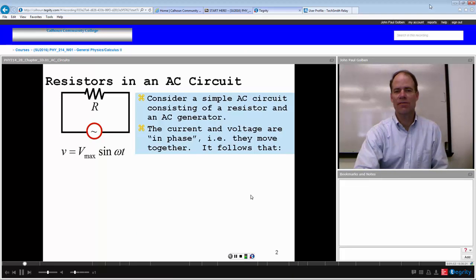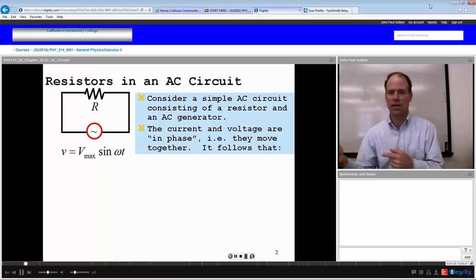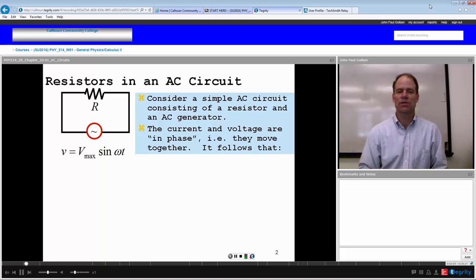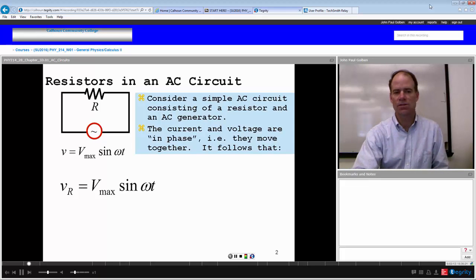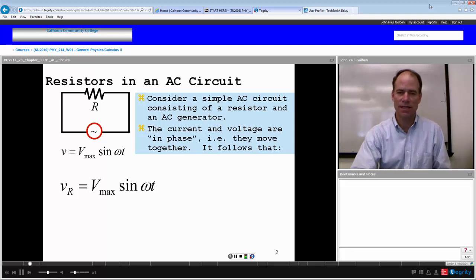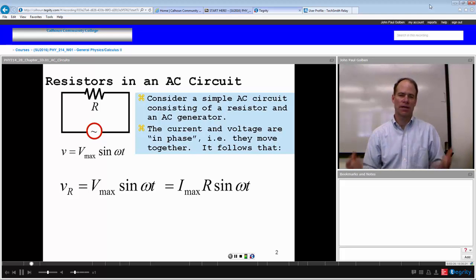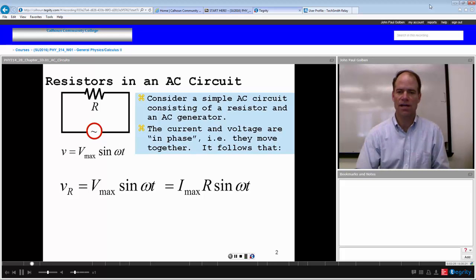Alright, so we have ourselves an AC generator giving us this voltage that is alternating back and forth. And if we were to connect that across a resistor, we would find that the resistor, being the only circuit element, would have a voltage that varied in the same way. So the voltage across the resistor would equal V max sine omega t, and for that matter, the current to the resistor would be related to this voltage by being I max times resistance R sine omega t.